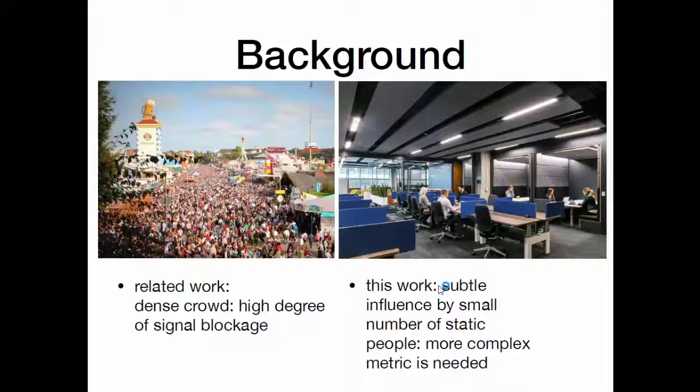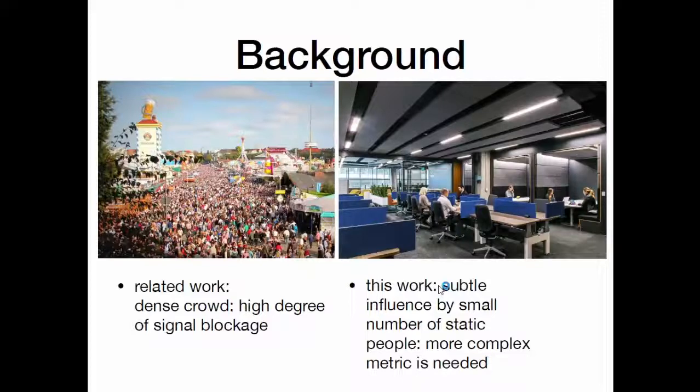So a little bit of background. In previous work, in related work, we were dealing with large crowds where a high degree of signal blockage was occurring. So we did experiments all over the whole world. You will see an example at the Oktoberfest in Munich in Germany. We also have been in Shanghai at large fairs and in other places around the world. So it was possible to use RSSI information and algorithms to infer the crowd condition at those places.